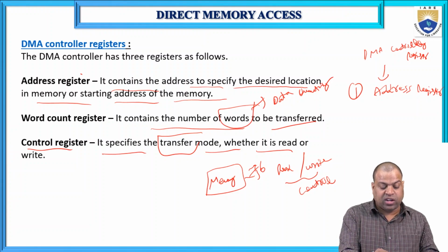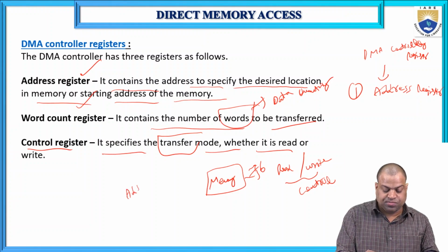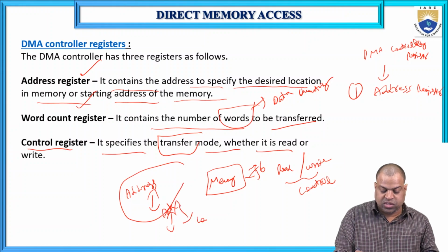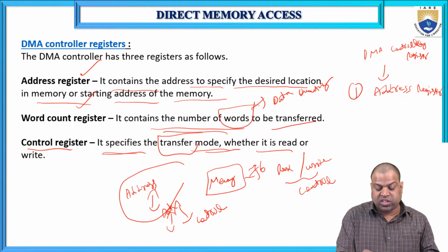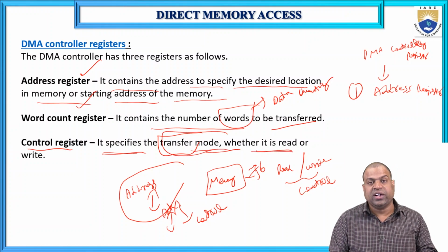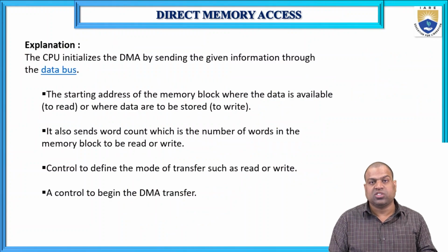So I got the address, and I got the data. What is next? We have to control the data through the bus. So the control register specifies the transfer mode, whether it is read or write mode. That is the DMA controller registers.